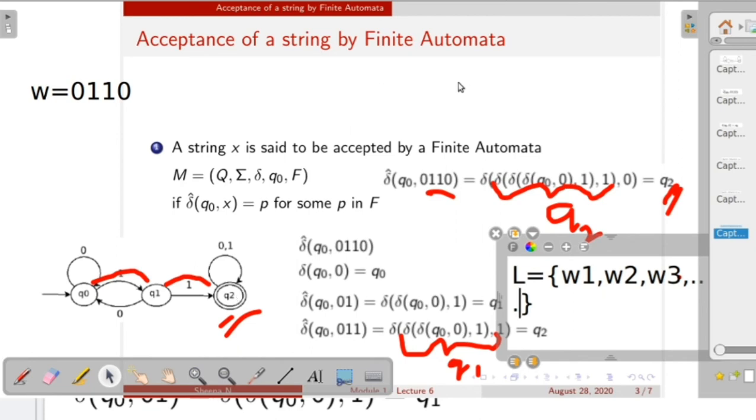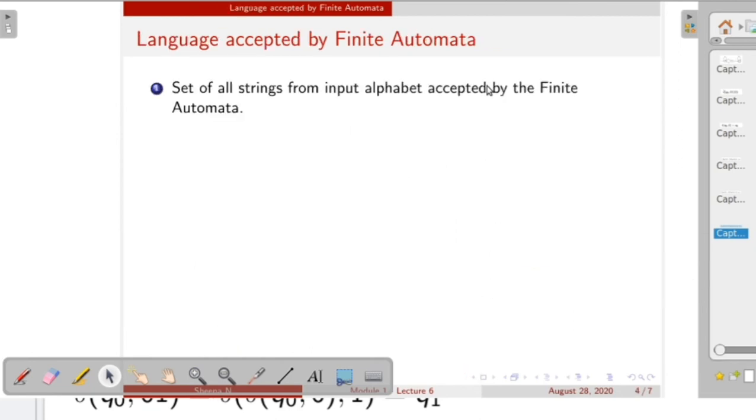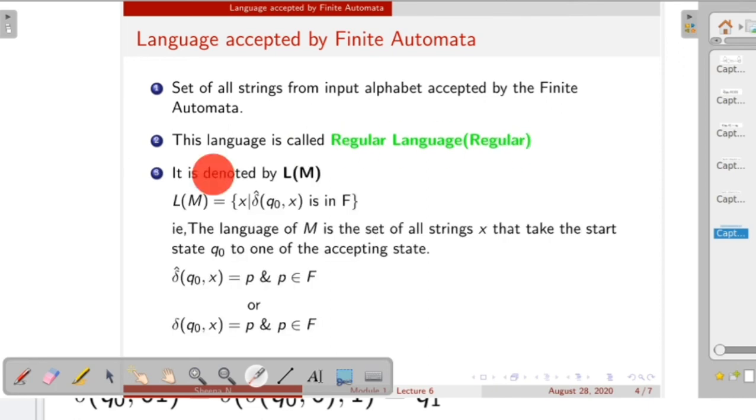So language means the set of all strings from an input alphabet accepted by the finite automata. This language is called a regular language. That means the language accepted by a finite automata is called a regular language. Then we can denote that regular language as L of M, where M is the machine and capital L represents the language. L of M means the language accepted by the finite automata M.